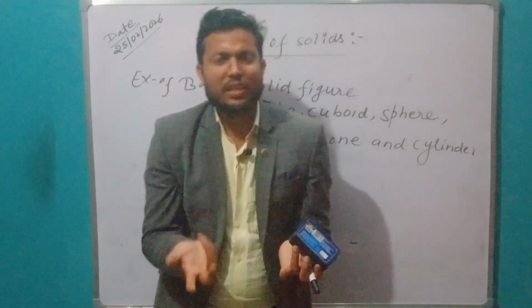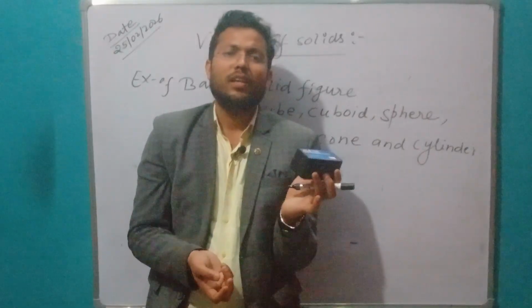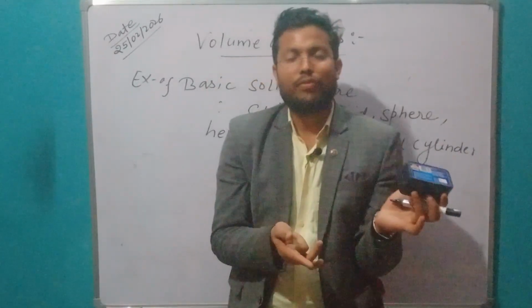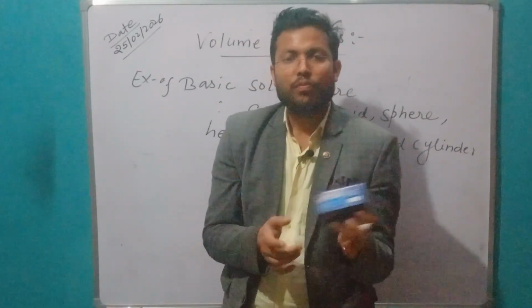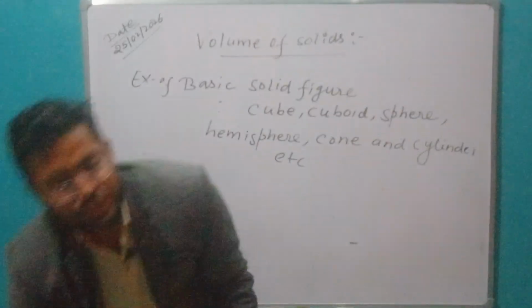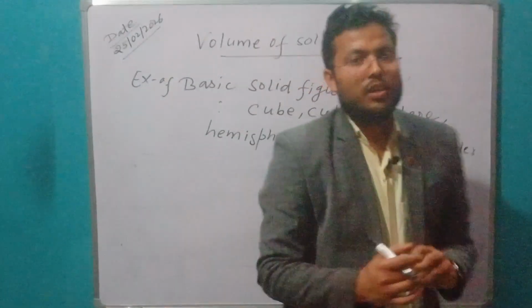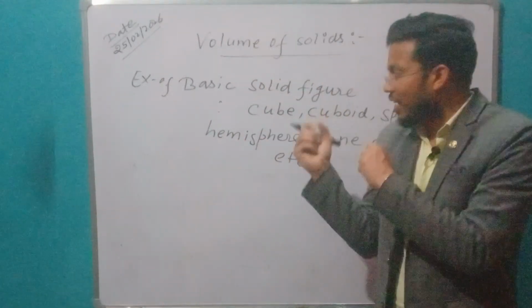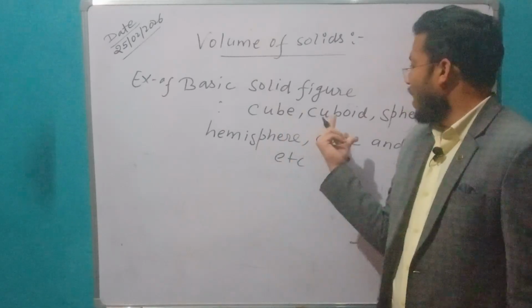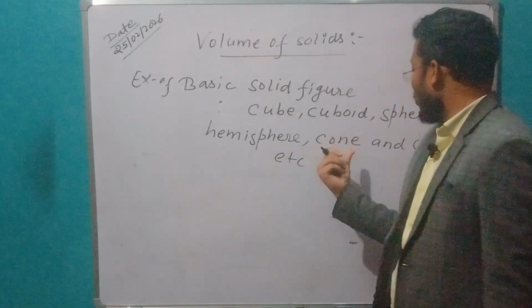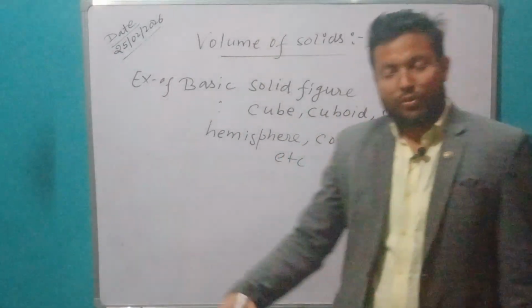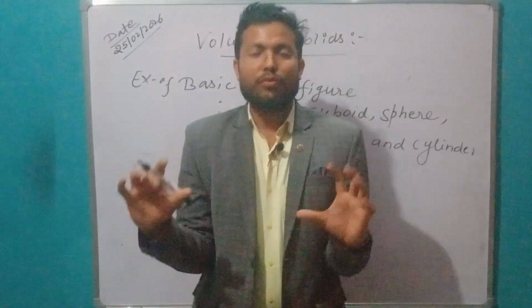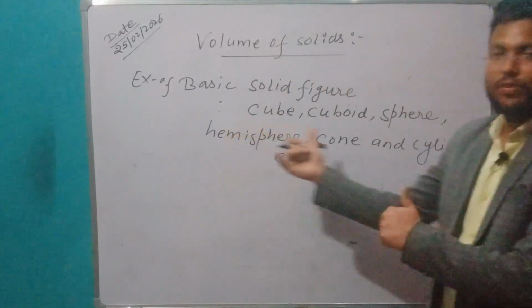Or you can say that how much space that figure occupies is referred to as the volume. So the first thing is, volume is how much space is inside the solid figure, meaning a cube, cuboid, sphere, hemisphere, cone and cylinder. First of all, I will make the figures on the board.